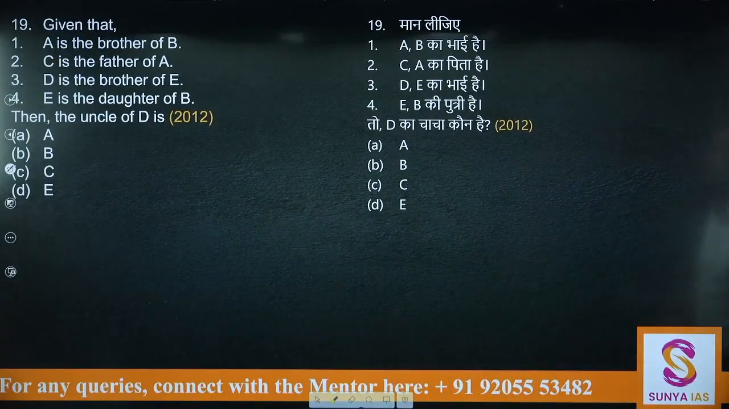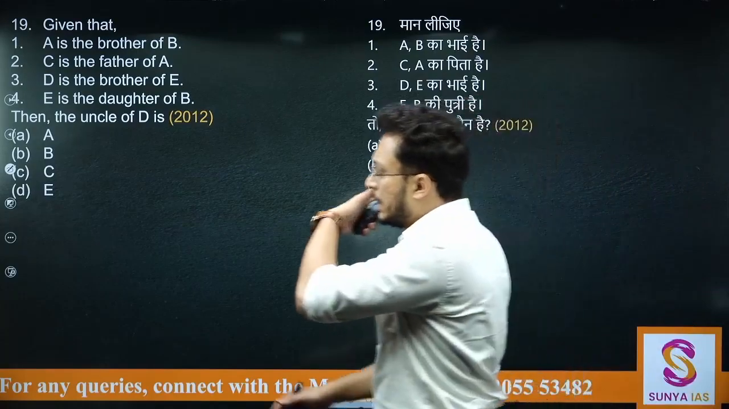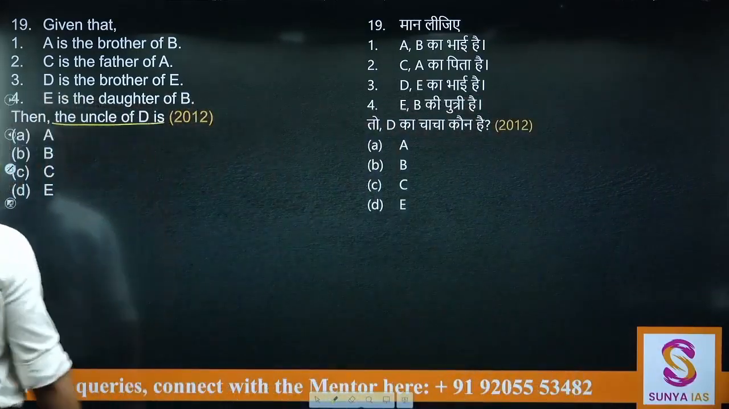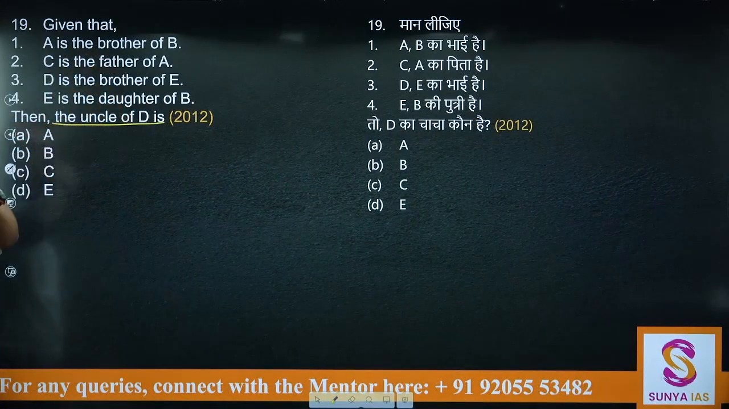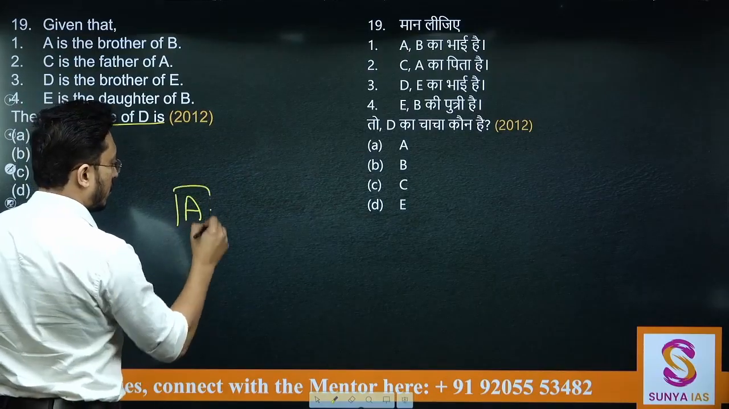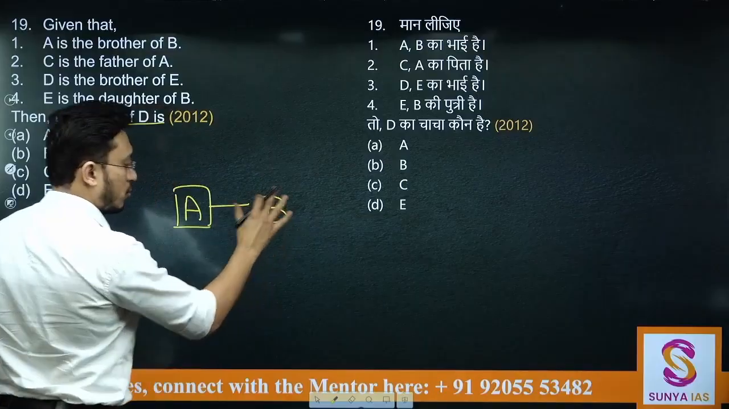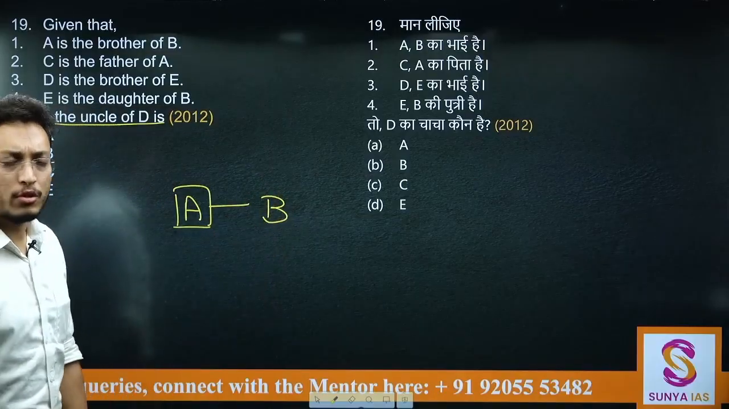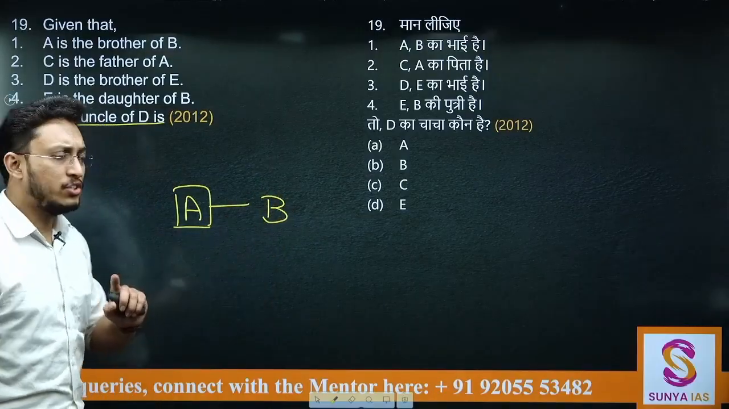Now next question says there are 4 statements given. Then the uncle of D is. So they are talking about the uncle of D. They are asking who is the uncle of D. So let's make all this. A is the brother of B. So A is the brother of B. We don't know whether B is the brother or sister of A. So right now I am not making any gender here.